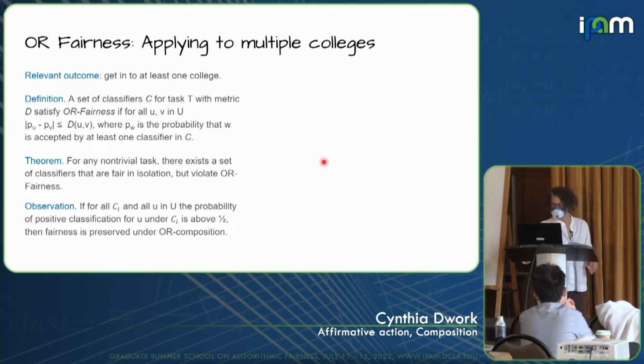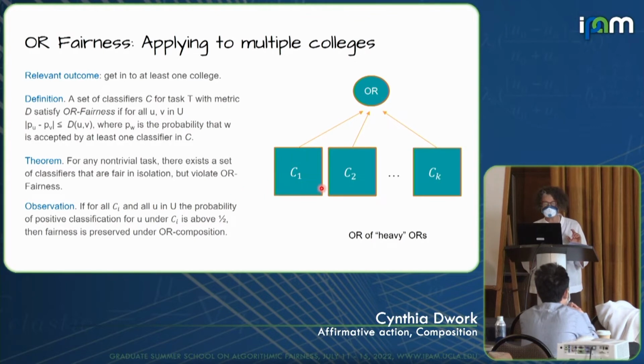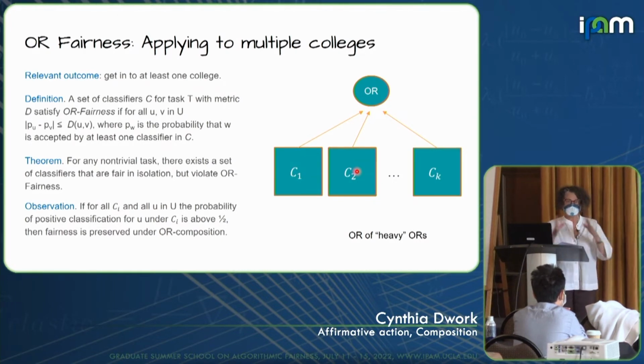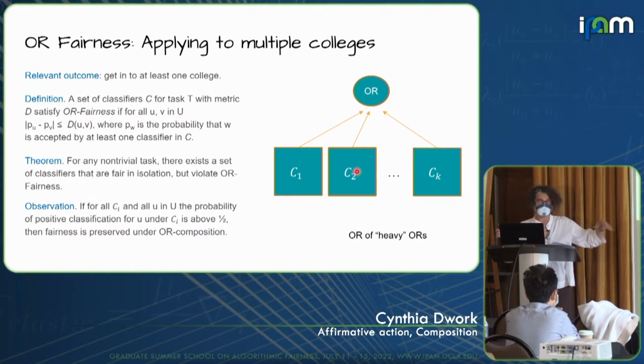Okay. If for each of the different classifiers by the different schools, and for each person in the universe, the probability of a positive classification is greater than a half, then that gap doesn't manifest and things work nicely.